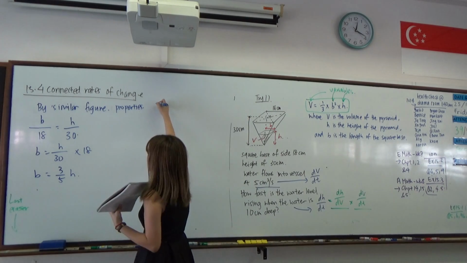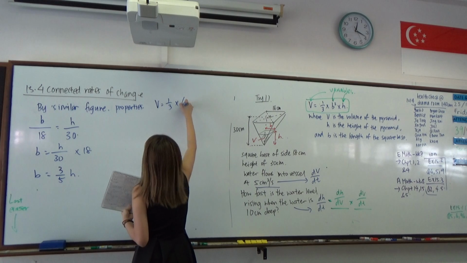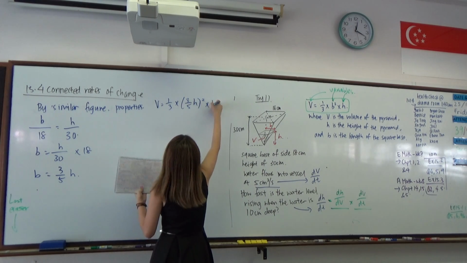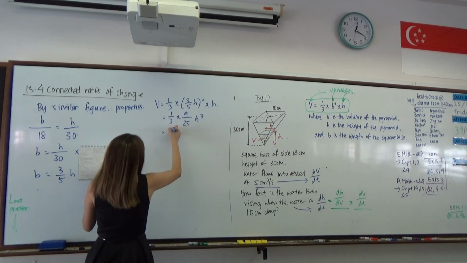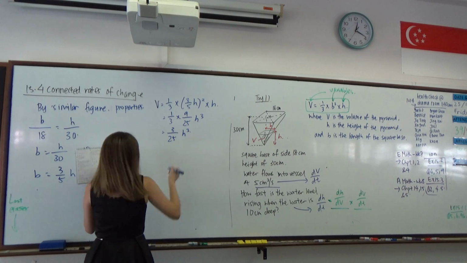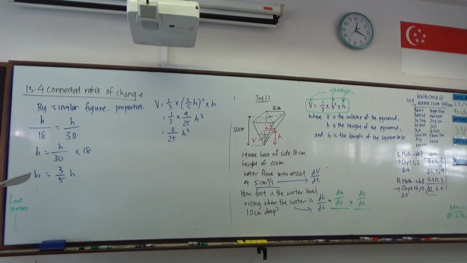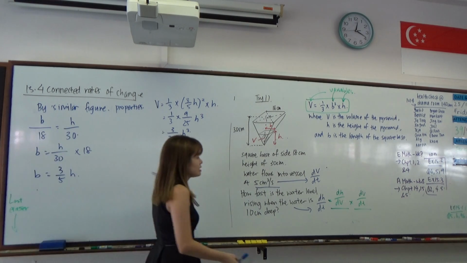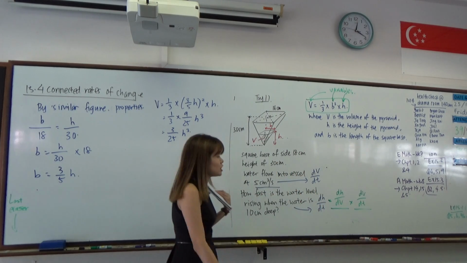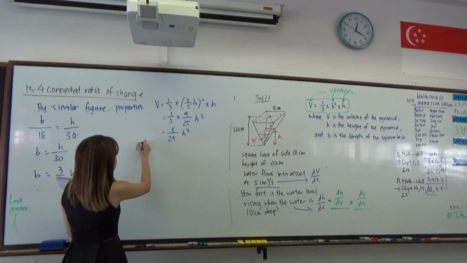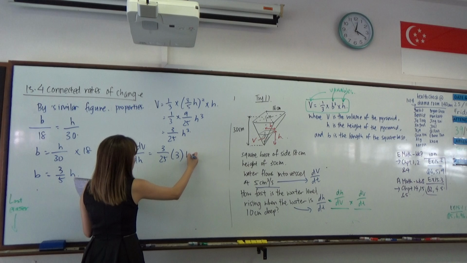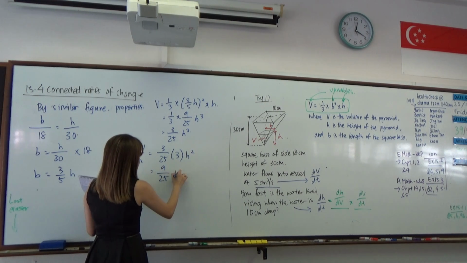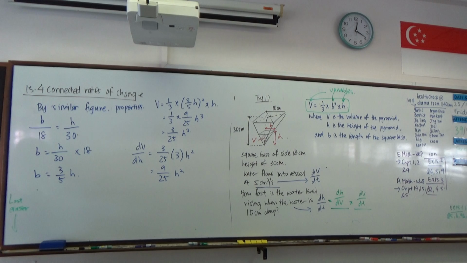Now my formula will be V equals 1/3 times (3 over 5H) squared times H. So V is equal to 3 over 25H cubed. So now this solves the problem already, that I can easily find dV over dH in order to get dH over dV. So I differentiate this with respect to H.